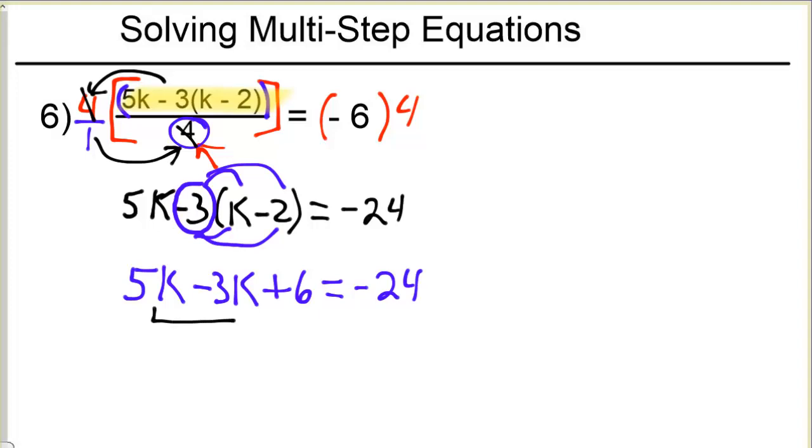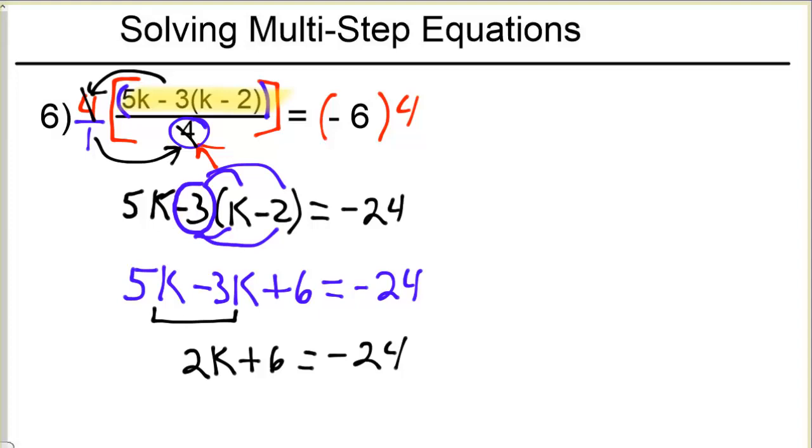Now, I still have like terms here. I shouldn't move things or eliminate things from one side or the other until I've combined everything on one side and the other. So I'm going to combine my 5k and my 3k. 5k minus 3k leaves me with 2k plus 6 equals negative 24. So now I've simplified everything. I don't have a variable on both sides, and you'll see I actually have a two-step problem left over.